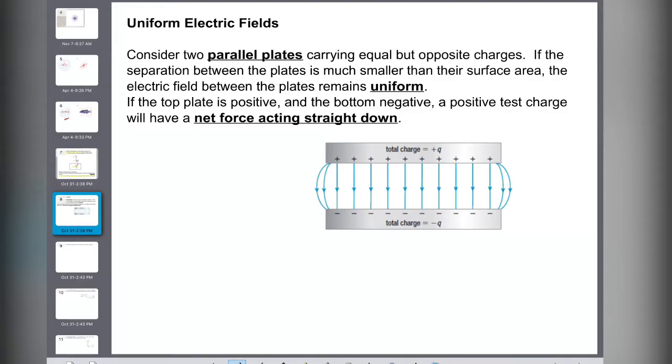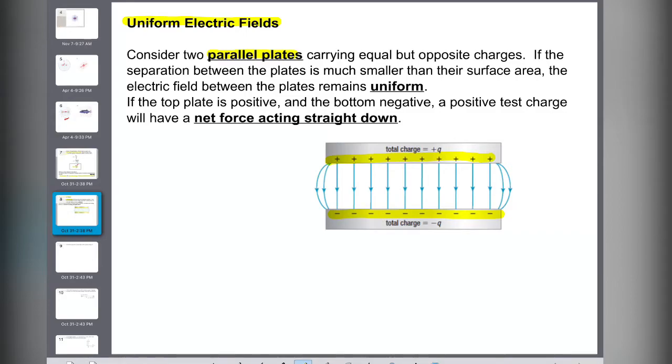We've talked about point charges. We're now moving on to electric fields with parallel plates, and this type we call the uniform electric field. Consider two parallel plates that carry equal but opposite charge. In this picture, positive is at the top and negative is at the bottom, and so it's causing a field. If the separation between the plates is very small in comparison to the surface area, we say that it remains uniform.